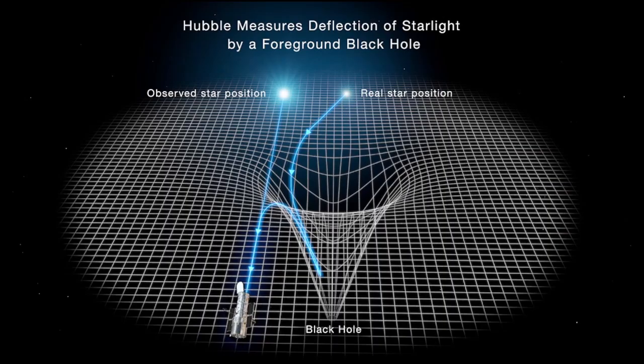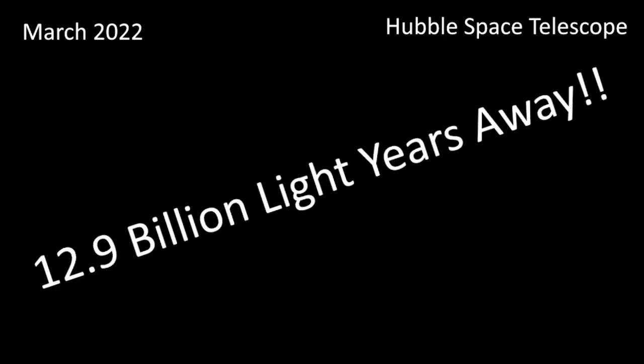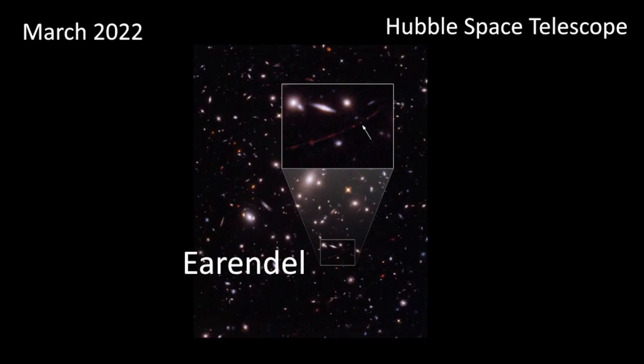This bending of light is similar to a lens, allowing this phenomenon to help us peek at objects insanely far away. In fact, in March of 2022, the renowned Hubble Space Telescope was able to take an image of a star by the name of Earendel, 12.9 billion light years away, using this very phenomenon. This means that the light we see from Earendel is 12.9 billion years old.